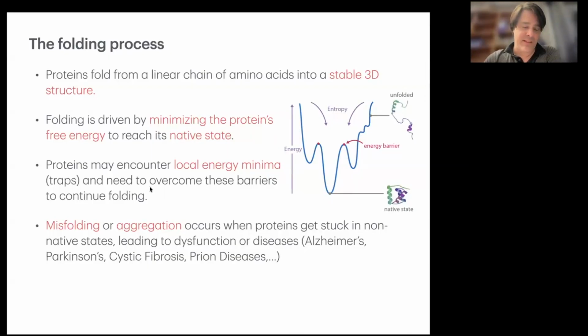And of course, misfolding and aggregation can occur, and the proteins get stuck in a non-native state, leading to dysfunction and diseases. For example, Alzheimer's disease, Parkinson's, cystic fibrosis, and prion disease are all diseases that are caused by protein misfolding for one reason or another.